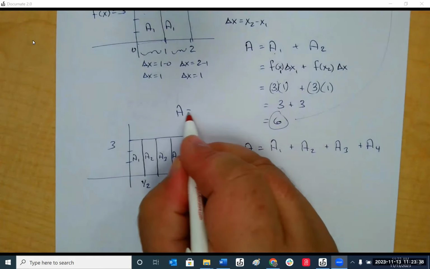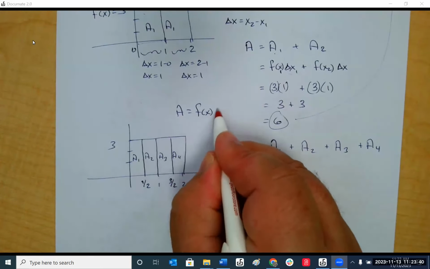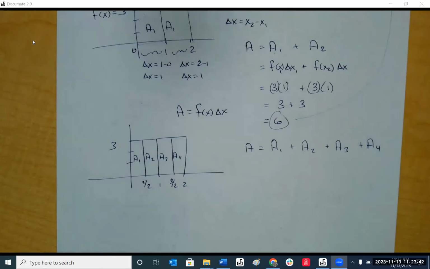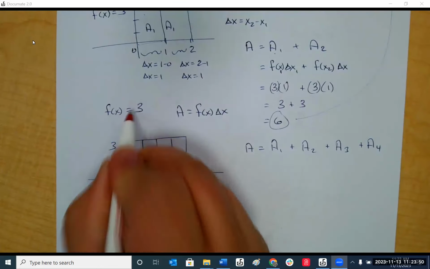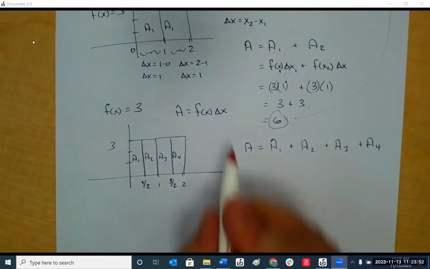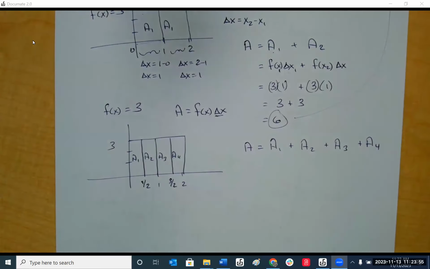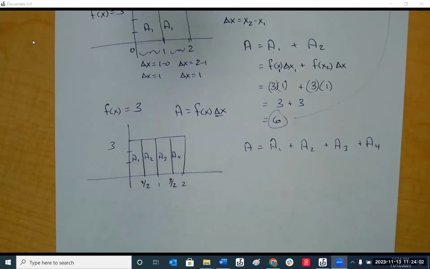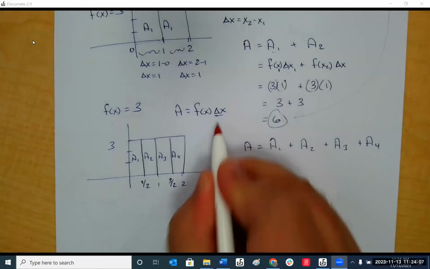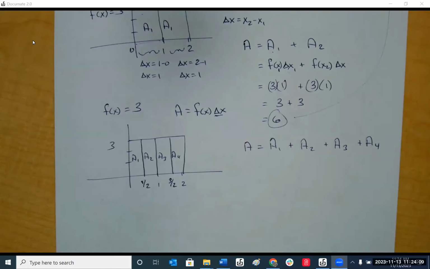Again, the formula for area is still the same: f of x times delta x. Our f of x is a constant function. Since it's a horizontal line, it's 3. So the only thing that really changes is our delta x. The function never changes, so the only thing we can change is the number of partitions that we create. So what's our delta x going to be in this one?